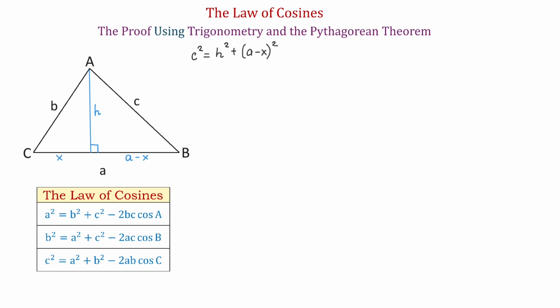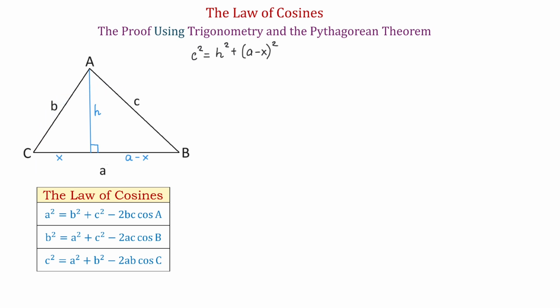So far, just like the equation we have down here, our equation has c squared on one side. However, the right side is not quite the same. The equation to the left has sides a, b, and angle C, but the equation above has h and x. So then, let's see how we can write h and x in terms of the sides of this triangle and angle C.